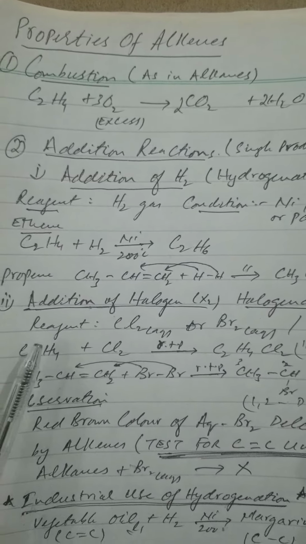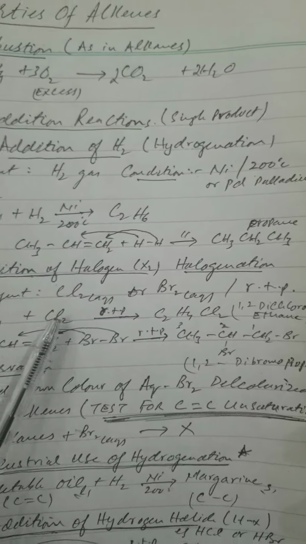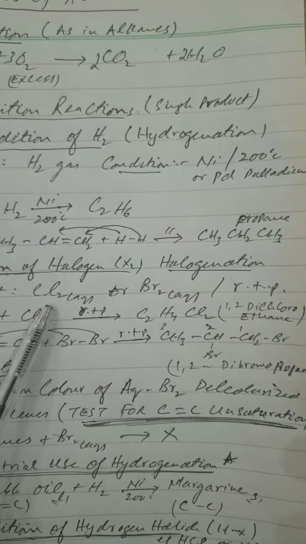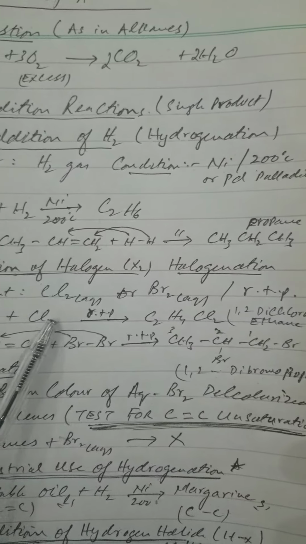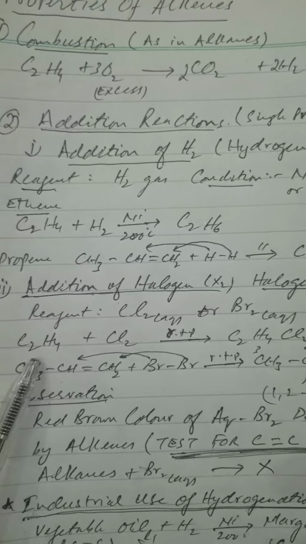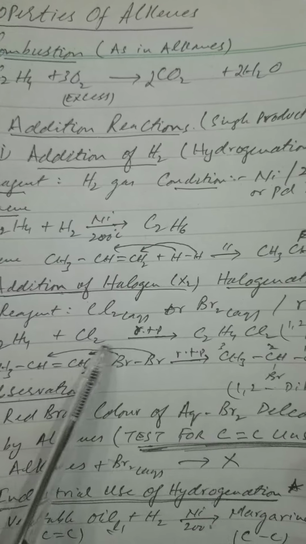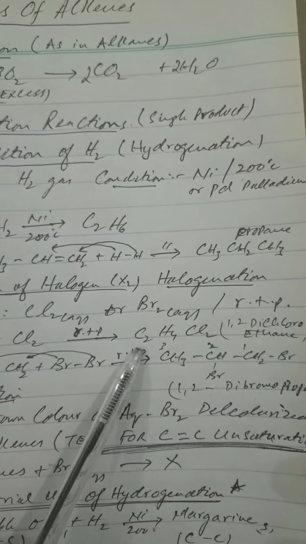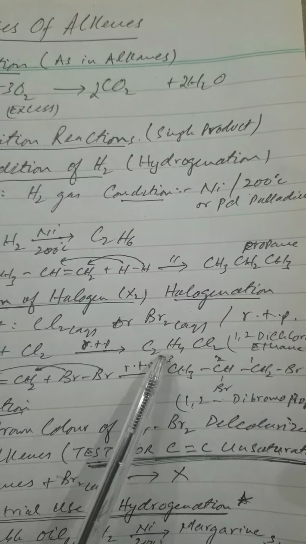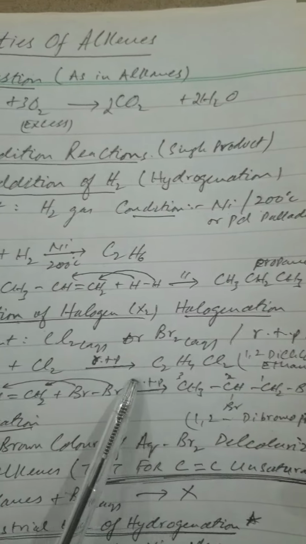The third property of alkenes is addition of halogens. This reaction is also called halogenation. The reagents are either aqueous chlorine or aqueous bromine, and the condition is room temperature and pressure. You don't need to heat or use any catalyst. Again, as per the rules of addition reactions, ethene C2H4 will react with chlorine at RTP to form C2H4Cl2 as a single product. As chlorine is added to both carbon atoms, it will form 1,2-dichloroethane.